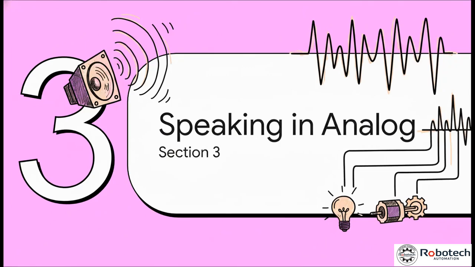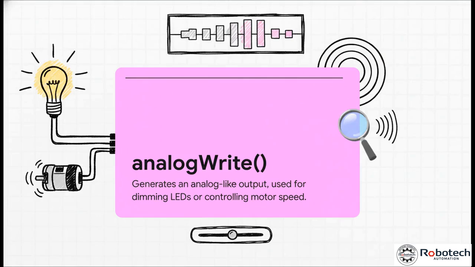All right, so that's how it listens. Now let's flip to the other side of the coin. How can the Arduino speak back to the world? How does it create an output that acts like an analog signal? For this, we've got another command, analogWrite. This is how you tell your Arduino to do more than just turn stuff completely on or completely off. It's how you can precisely control the brightness of an LED or maybe make a motor spin faster or slower.